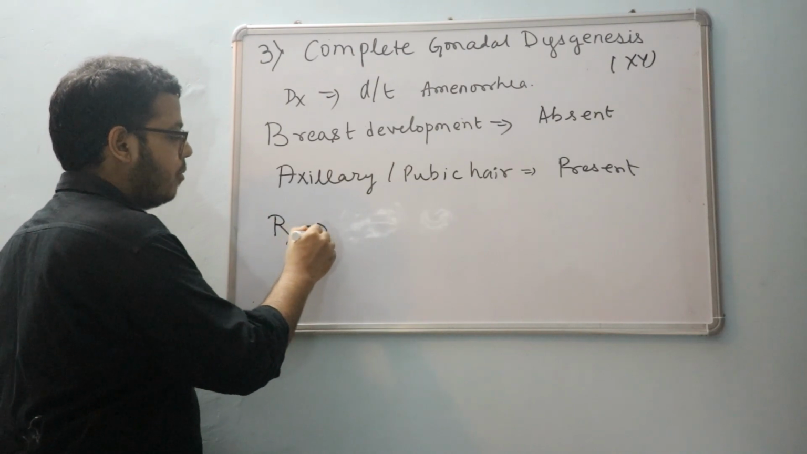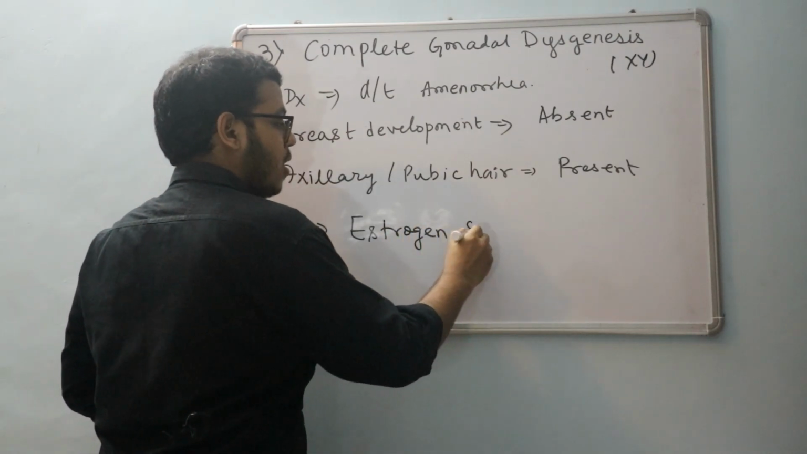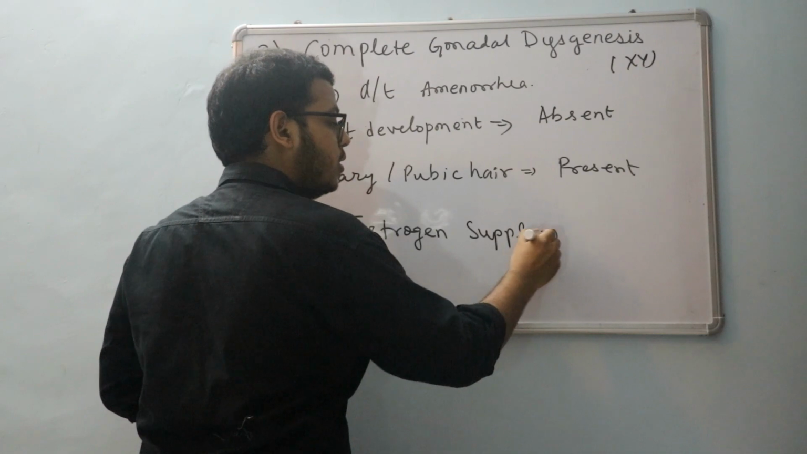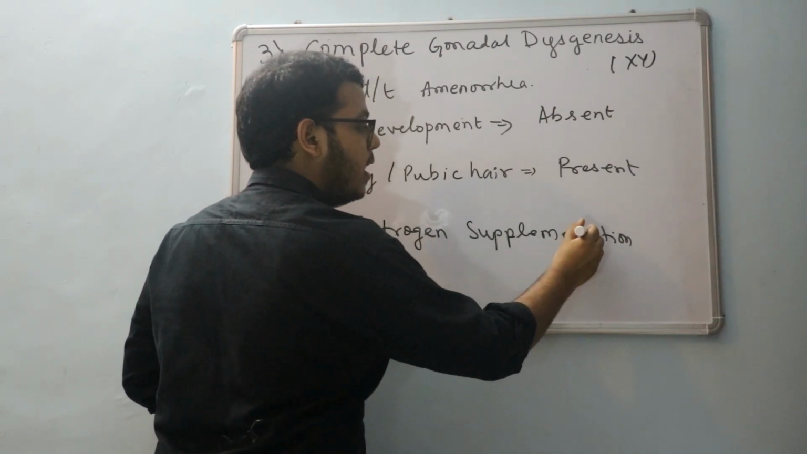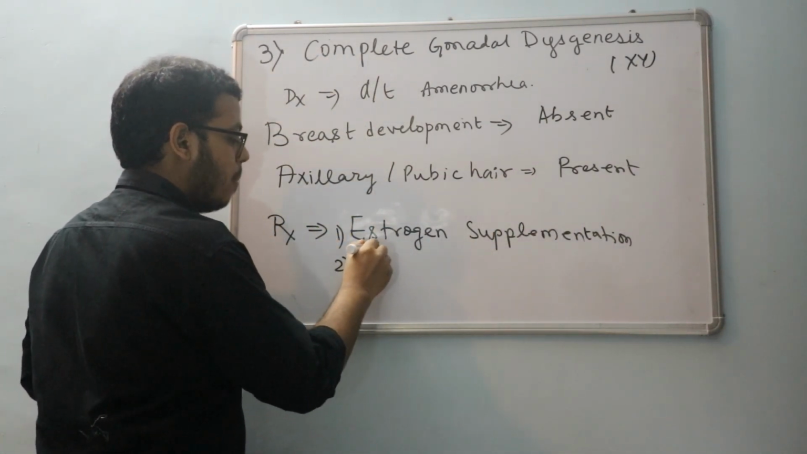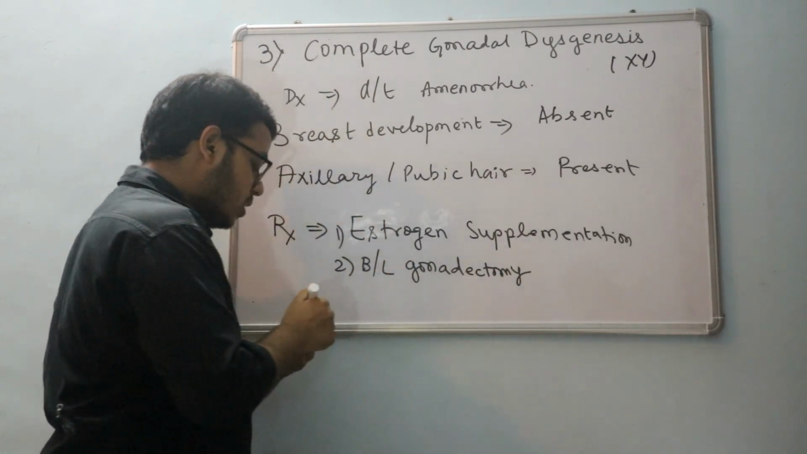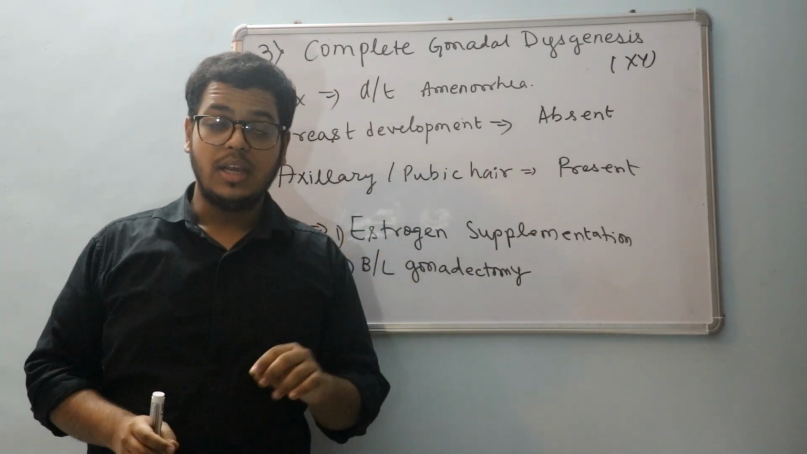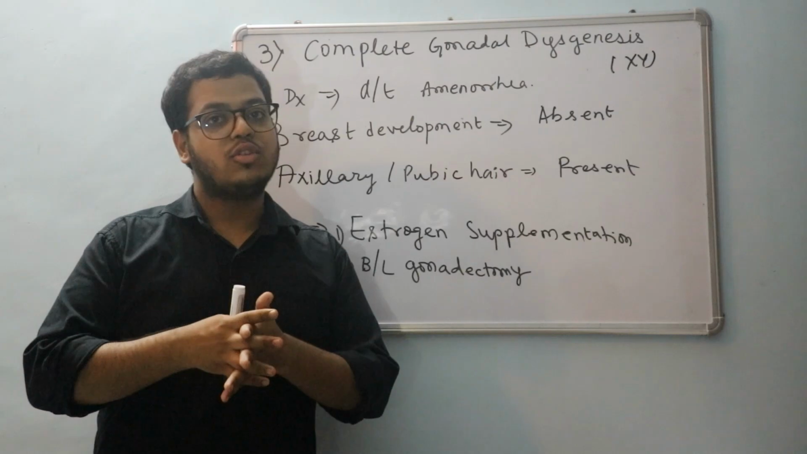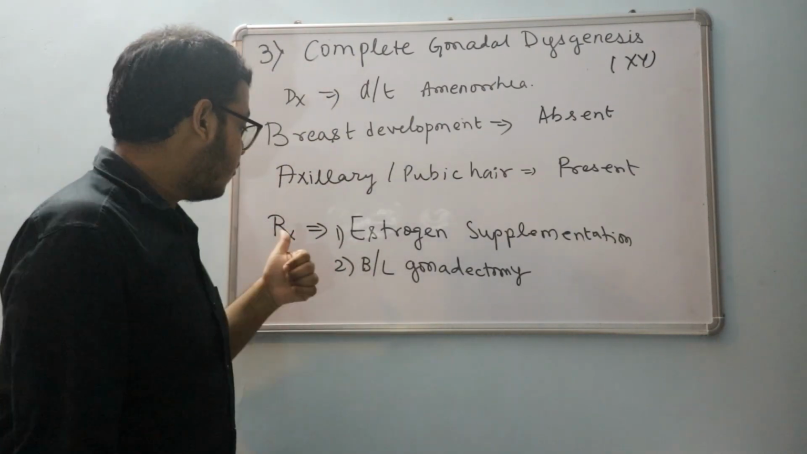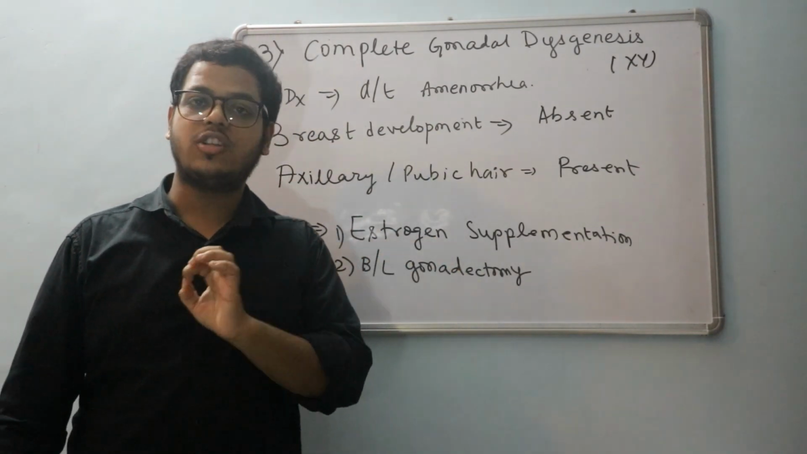Now, what is the treatment? The treatment is, again, estrogen supplementation, and we also need to do one more thing, which we did in the last syndrome also. What is that? That is bilateral gonadectomy. Here the testes are totally abnormal, totally non-functional. So they have a high risk of testicular carcinomas, and that is why it is very important to remove them. So this is about the XY disorders of sexual differentiation.